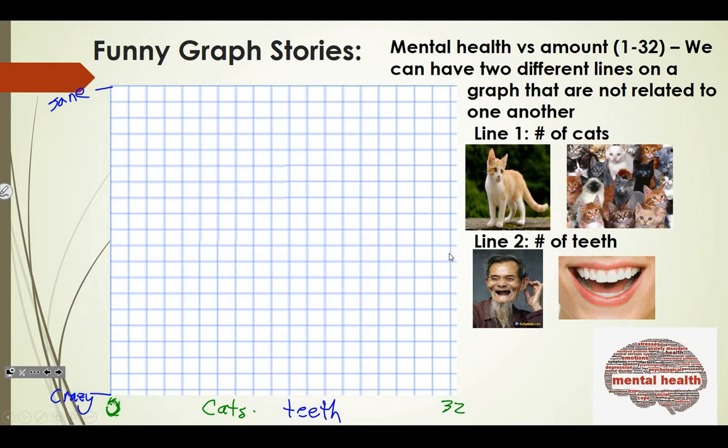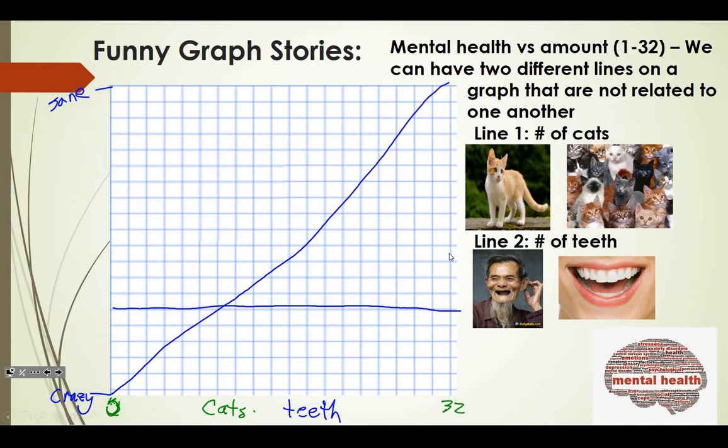Let's see what they come up with. The rest of you be thinking of a name for this graph. So sort of see what they do. There might not be any correlation. We're just doing made up graphs right here. You can start anywhere. Go this way? Wherever you want to.